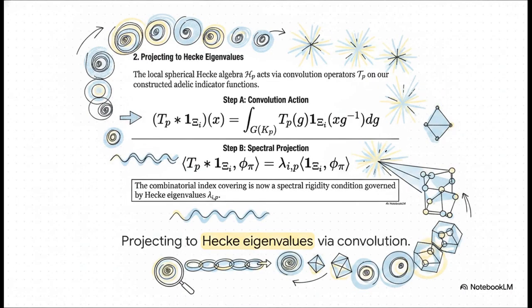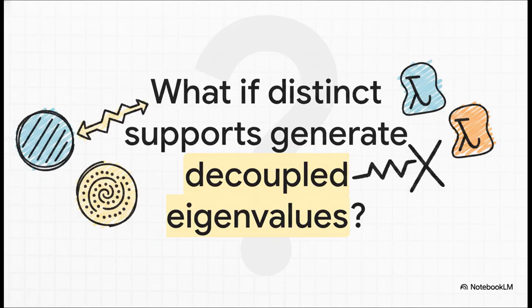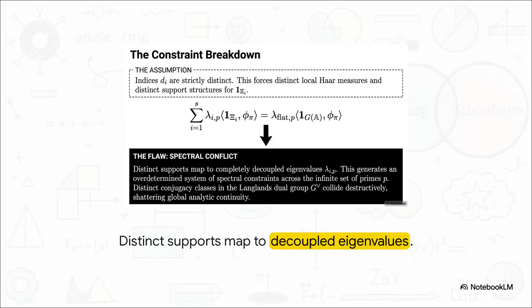And if we follow the integral, we start seeing convolution operators acting through the local Hecke algebra. What it's doing is averaging the function over local translation orbits and then projecting it to Hecke eigenvalues. So, we've successfully converted a combinatorial covering into a very strict spectral rigidity condition. But this raises a rather terrifying mathematical question. Remember that rogue assumption we threw in earlier? Well, what happens when distinct support structures, which are born directly from that assumption of strictly distinct indices, generate completely decoupled eigenvalues? Well, this leads us right into our first major crash.